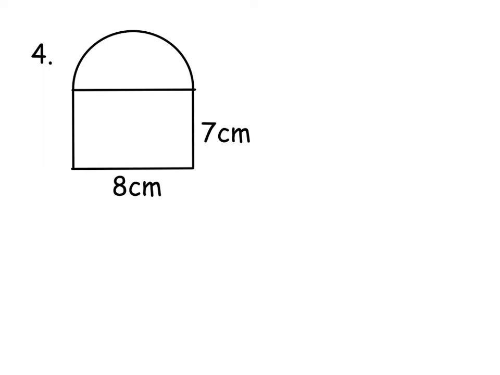So we've got some composite shapes here. Composite just means 2 things stuck together. So we've got a rectangle and a semicircle. My experience is it's always easier to start with a rectangle. A rectangle is length times breadth. So the area of this rectangle is just 8 times 7, which is 56.